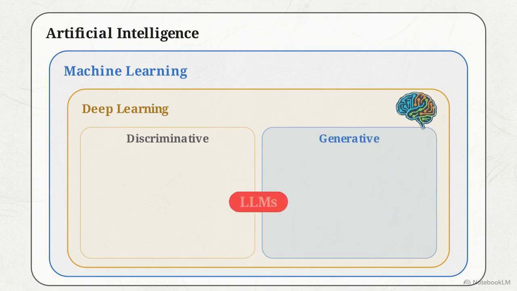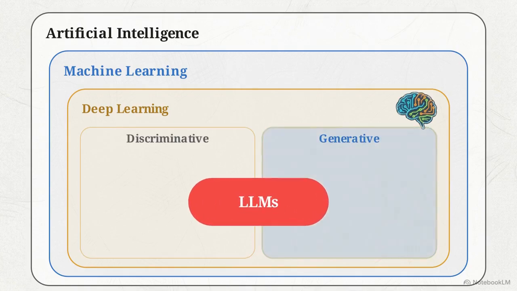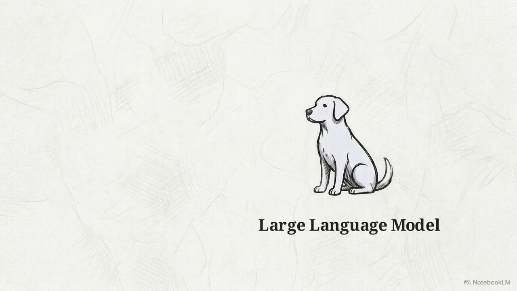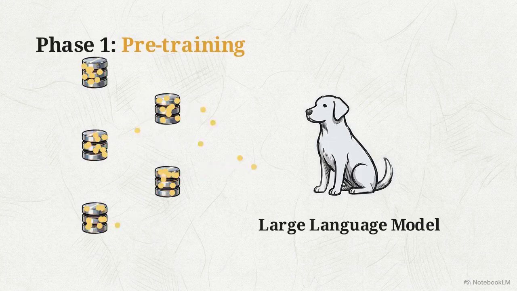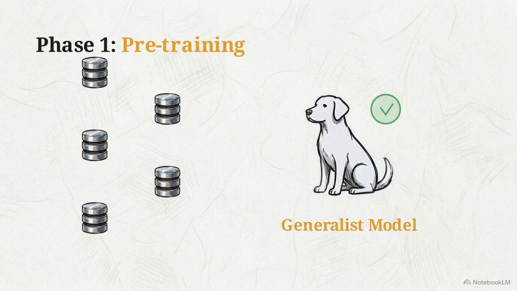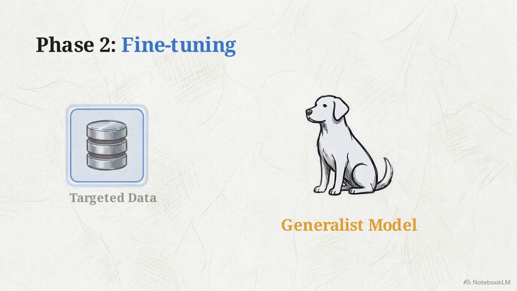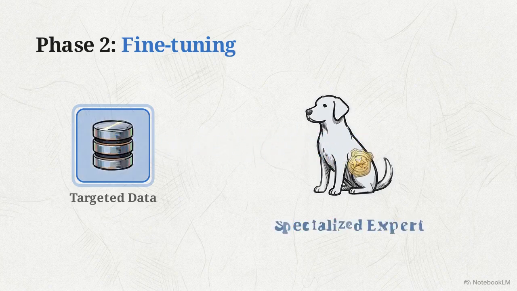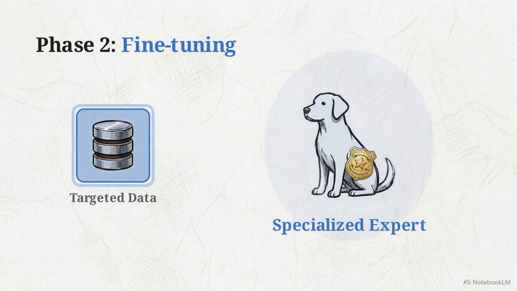Large language models, or LLMs, sit right at the intersection of deep learning and generative models. They pull from both domains. To make an LLM useful, it goes through two phases. First is pre-training. You feed the model massive amounts of broad data so it becomes a generalist, like teaching a family dog basic commands. Then comes fine-tuning. You feed it a highly specific, targeted dataset so it becomes an expert, like training that same dog for police work or search and rescue.